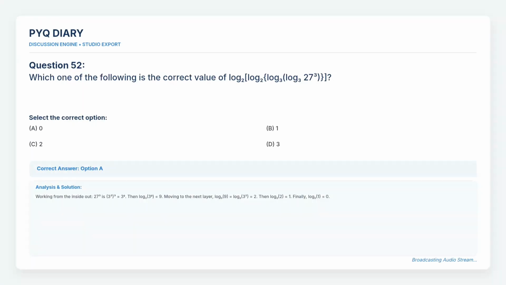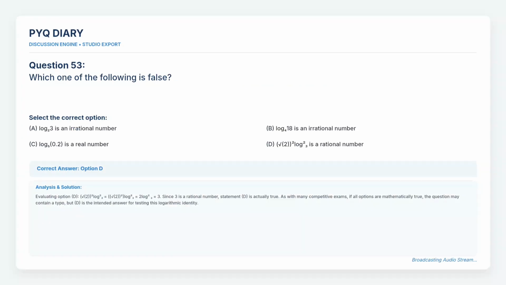Question 52. Which one of the following is the correct value of log 2, log 2, log 3 of log 3273 base 3? The choices are A. 0, B. 1, C. 2, and D. 3. The correct answer is option A, 0.